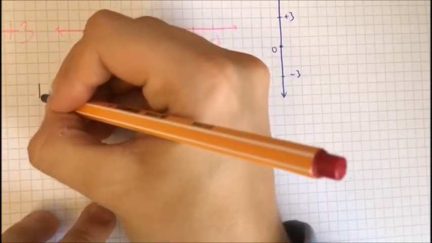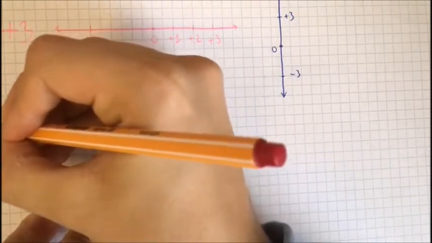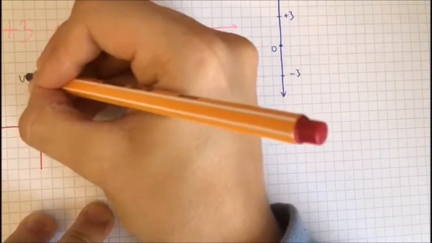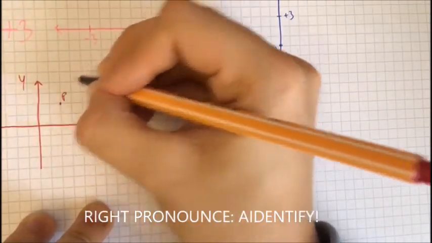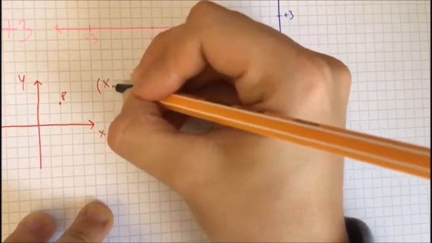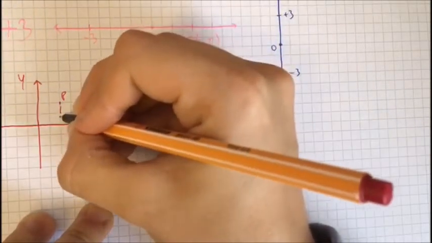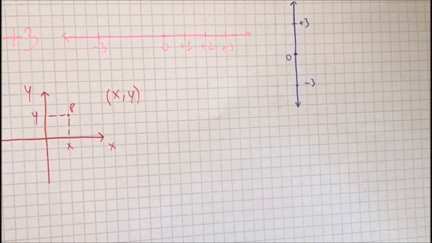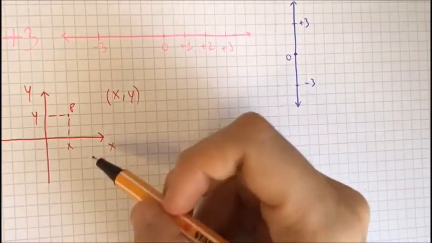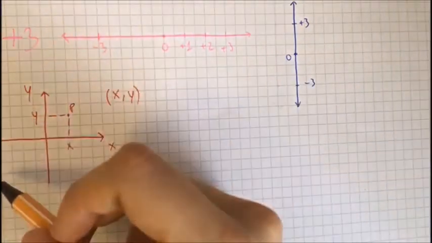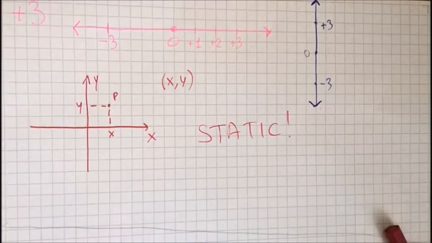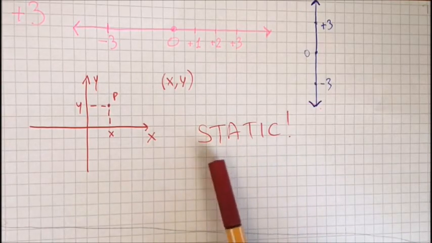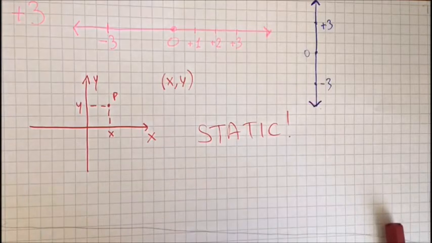So here we draw the Cartesian plane, and we identify a point P which has coordinates x and y. Of course, the signs immediately allow us to know which quarter the point is situated in. So, this script is named static script as it identifies just one point in terms of its absolute position.